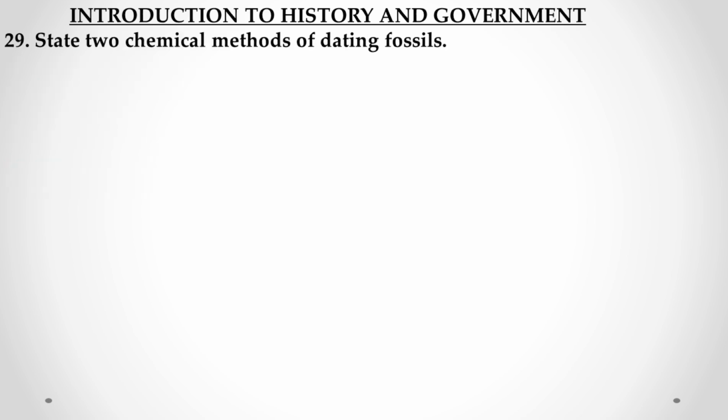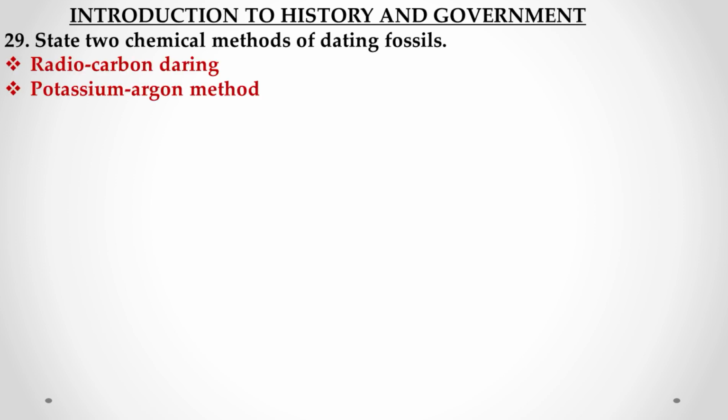Question 29. State 2 chemical methods of dating fossils. And one is radiocarbon dating. Another chemical method is potassium argon method.